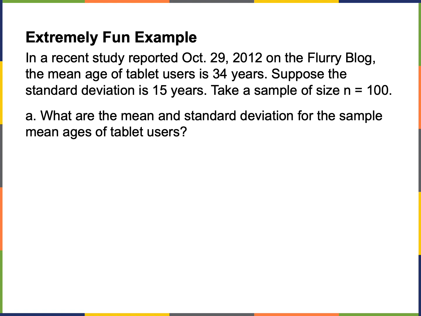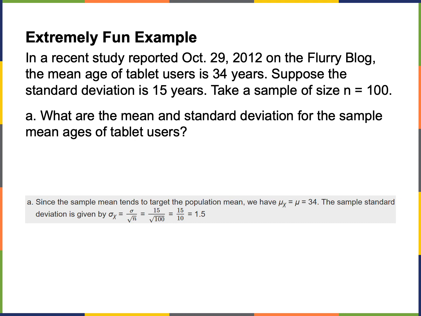Okay, so that's that. All right, so here it is. They wrote it. Okay, fine. 34, and the sample standard deviation is given by, and this should have a little bar in front of it. Again, this is a typo on the book's part. This should have a bar. Sigma over square root of n, 15 over square root of 100, which is 1.5.